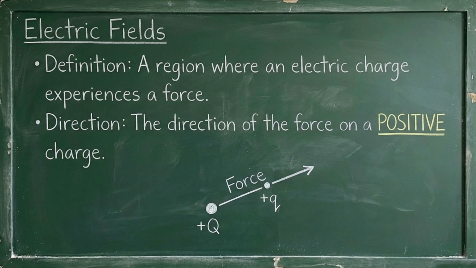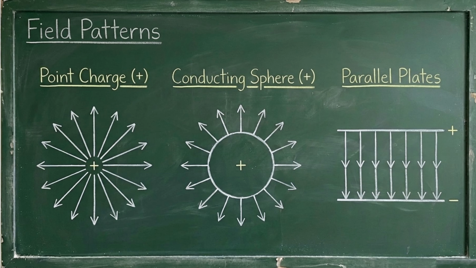But how do we map invisible webs? The diagrams on slide 5 show these arrows radiating out from a central sphere. It looks a bit like a starburst or a porcupine. We map it using a convention. We ask a hypothetical question. If I dropped a tiny positive test charge right here, which way would it run?